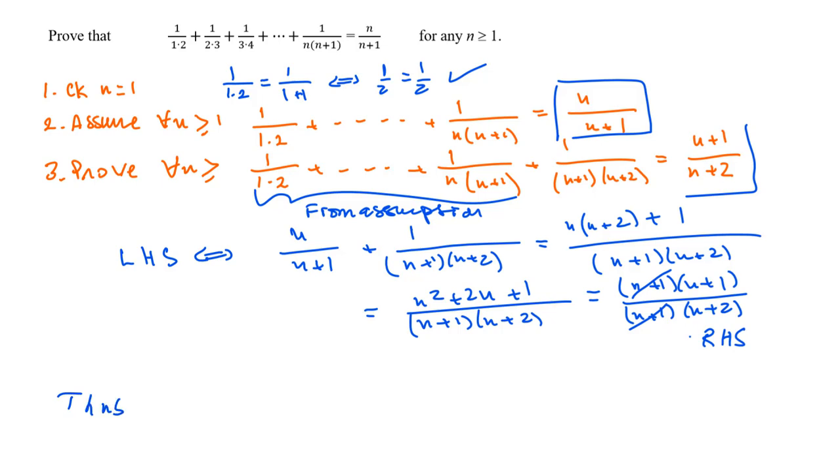Now the conclusion is: for all n greater or equal to 1, 1 over 1 times 2 plus all the way to 1 over n times n plus 1 is equal to n over n plus 1.